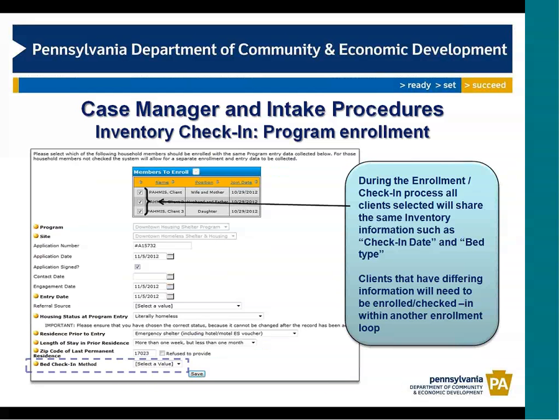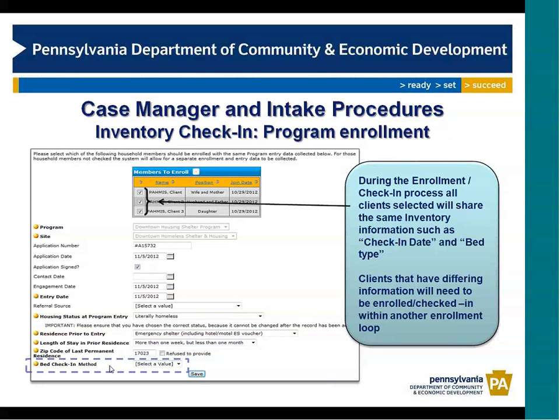We're going to talk about these steps here. There's the program enrollment. Now, when enrolling a client into a residential program, the inventory stay information is included. Once you get to this final screen here, any residential program will have an extra option down here. It's called the bed check-in method. And depending on what you check here, the system will do different things with these clients.